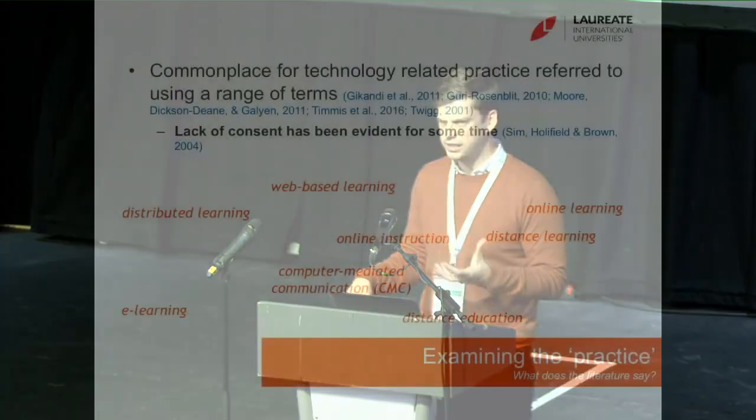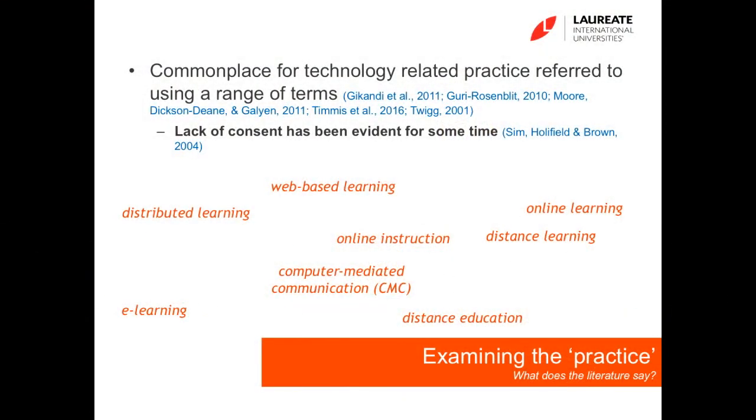Looking at what the literature says about e-assessment, it is commonplace for lots of different technology-related practices to be referred to using different terms when we mean the same thing. Sim, Holyfield and Brown noted that this lack of consensus has been around for a long time. In the literature you see all these terms around e-learning or anything to do with online learning, but people often think they all mean the same thing.